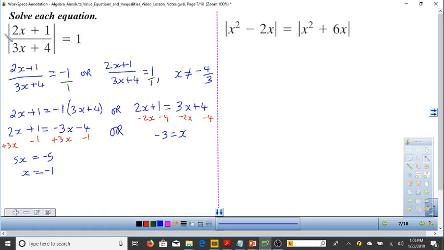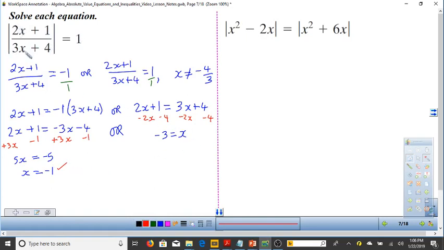Let's try -1. When I try -1, 2 times -1 is -2. -2 plus 1 is -1. 3 times -1 is -3, plus 4 is +1. -1 divided by +1 is -1. Absolute value of -1 is 1. So -1 works. Then let's try -3.